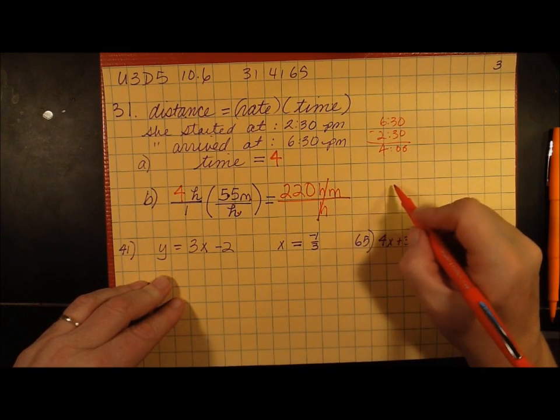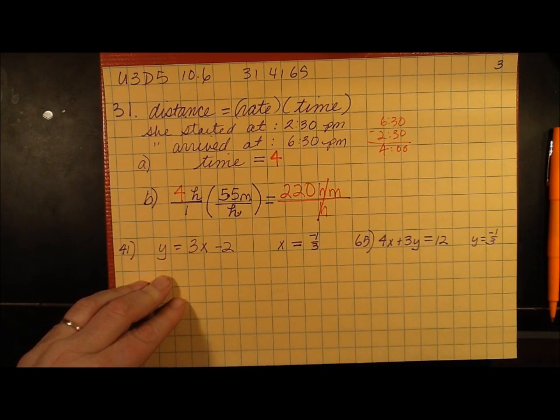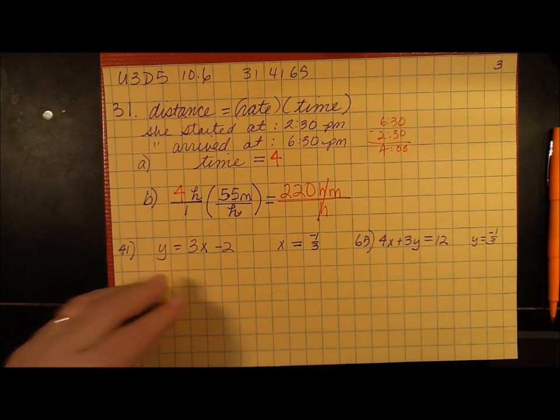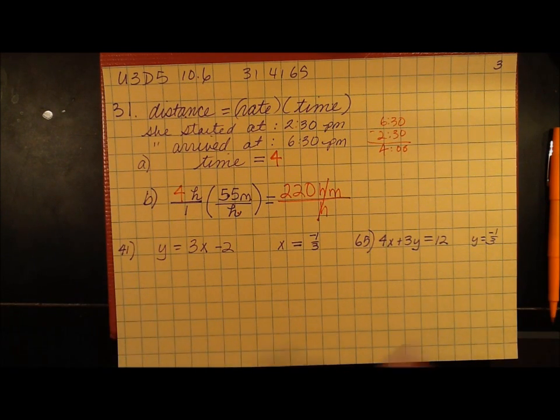This is one of these where you're going to have to use your brain and check for reasonableness to make sure that when they say, how far did you go, that you don't answer, I went 5 hours. No, you went 5 miles. Be careful that you're paying attention with that.